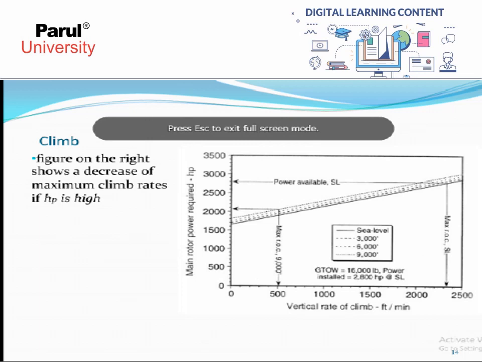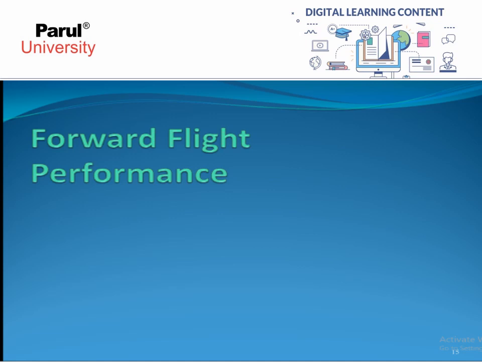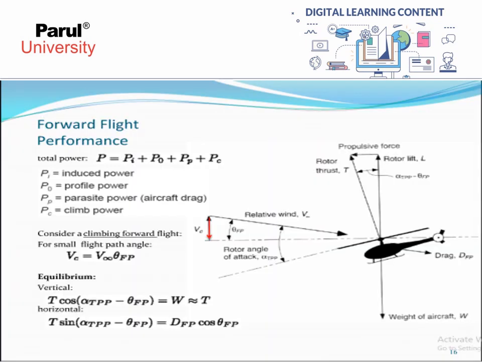Okay. Next is forward flight performance. The previous one was axial and hovering flight performance, right? Now in this slide, for forward flight performance, we are discussing the powers. Total power is the summation of Pi plus P naught plus Pp plus Pc. Here Pi is the induced power, P naught is the profile power, Pp is the parasite power, aircraft drag, and Pc is the climb power.